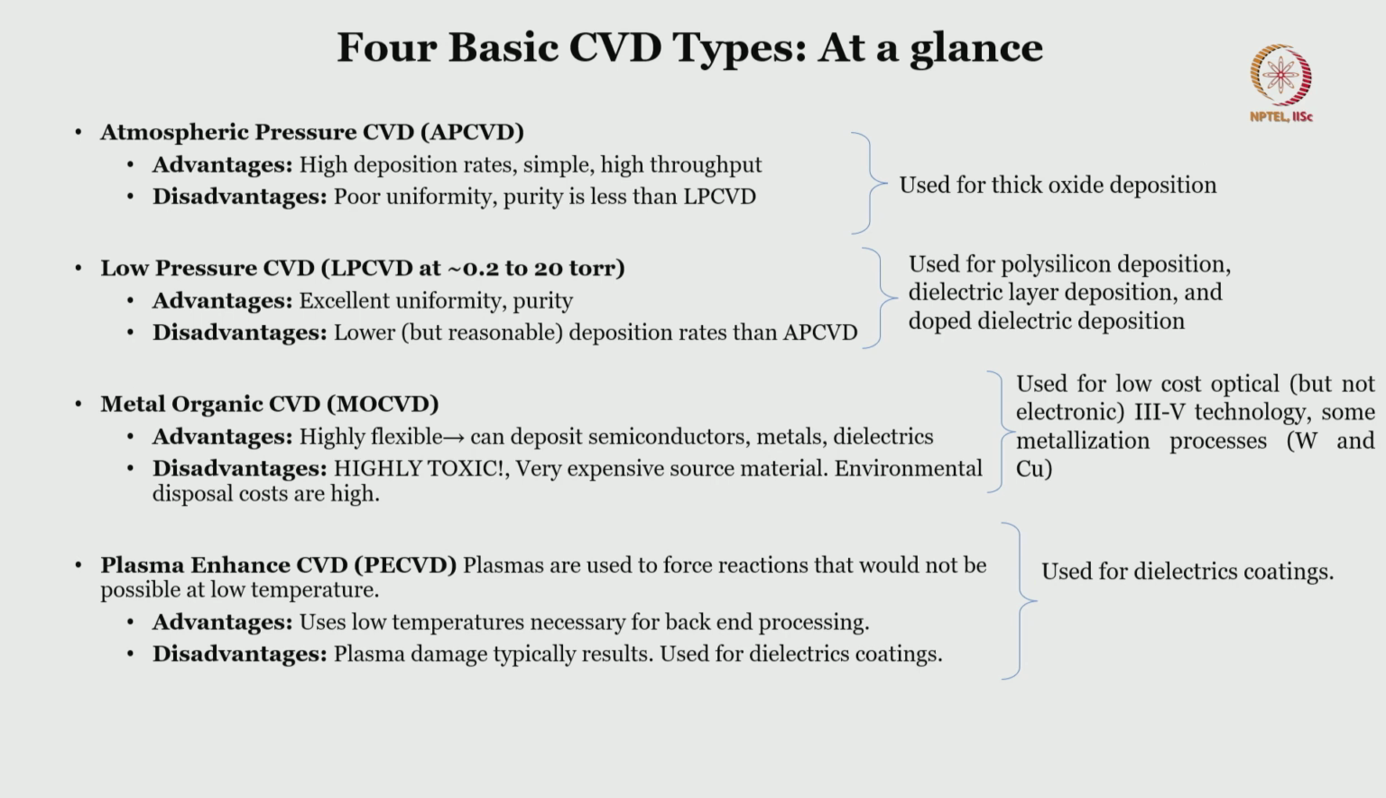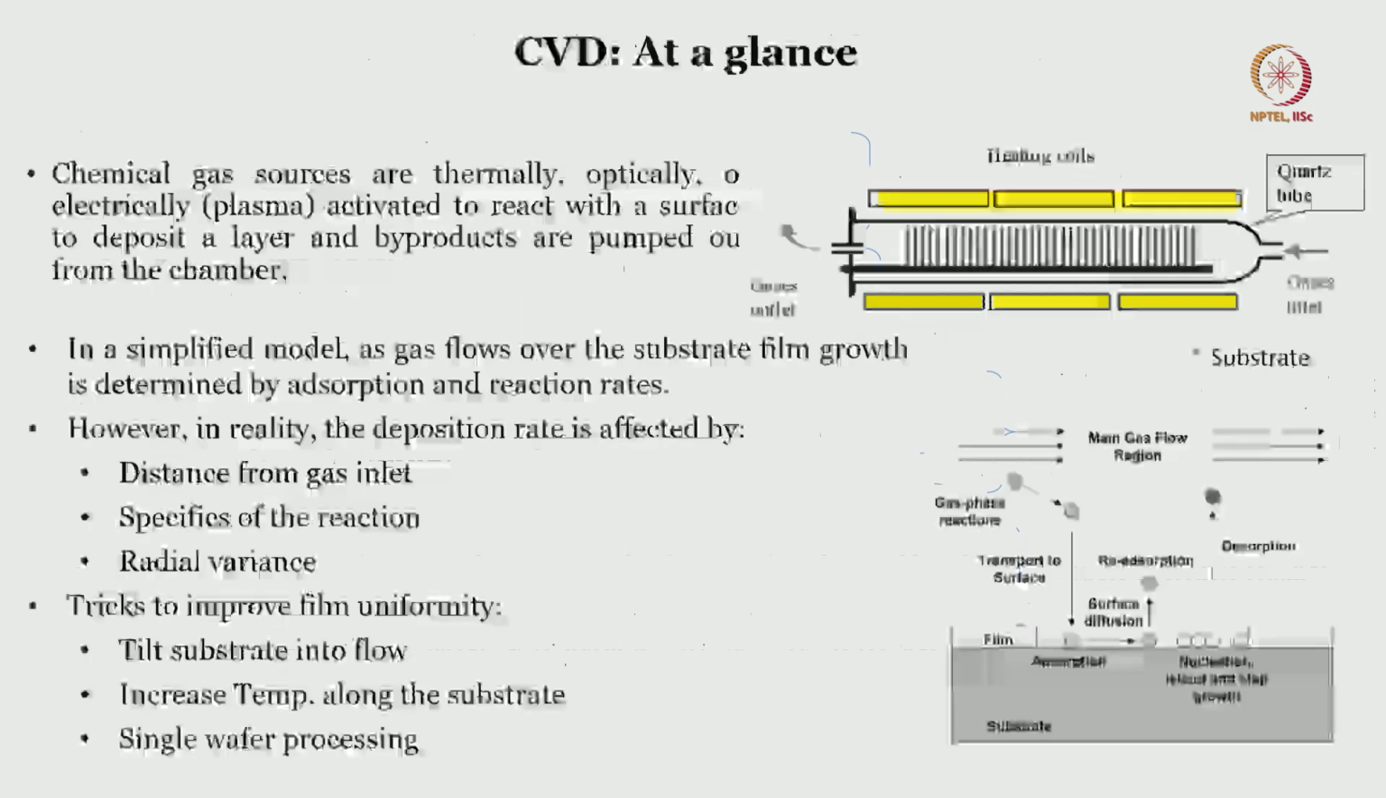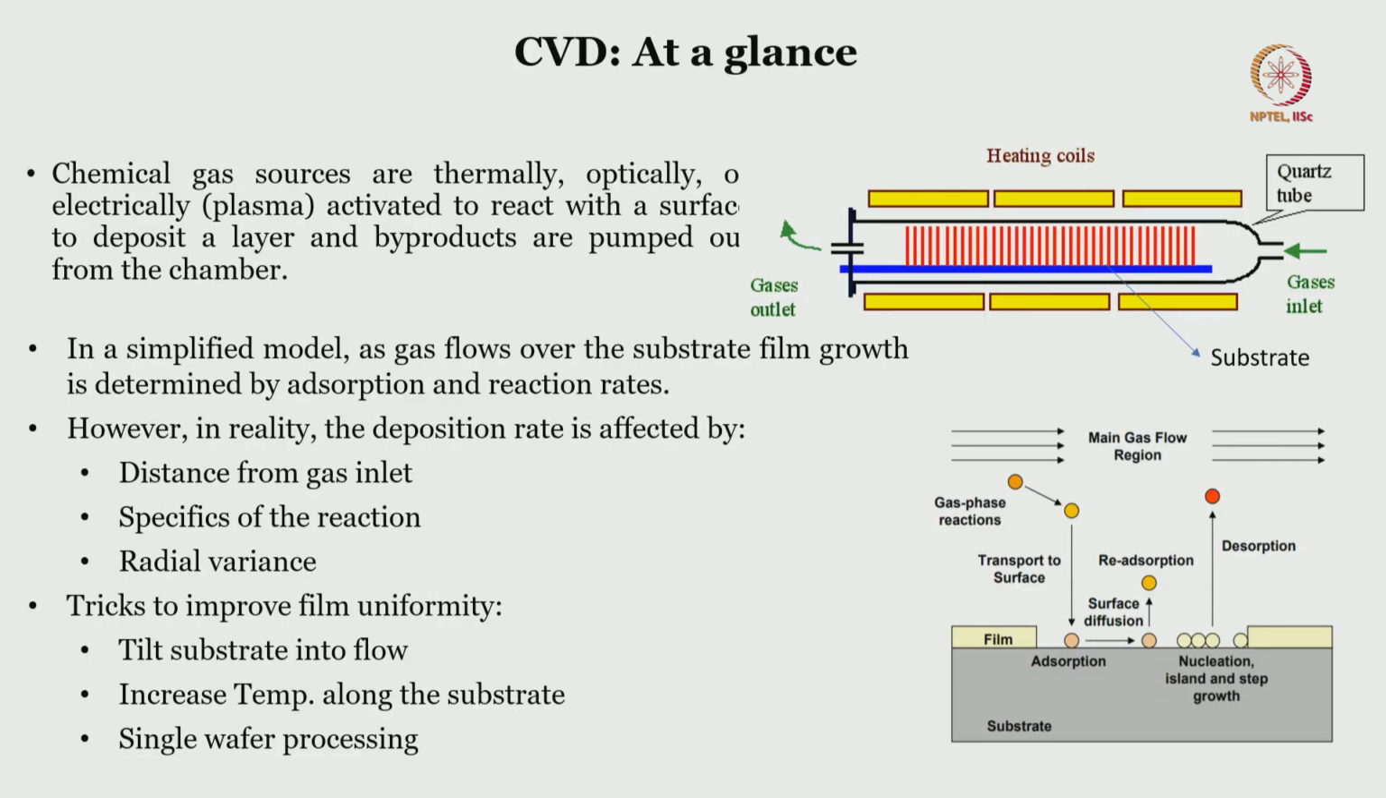But in plasma enhanced CVD, the temperature can be as low as 100 degrees centigrade, and there are a lot of advantages of low temperature chemical vapor deposition. We will take an example and I will show you why PECVD is preferred for certain fabrication techniques over other CVDs. The disadvantage is plasma damage, because typical results are affected by the damage from plasma. It is used for dielectric coatings like silicon dioxide and silicon nitride.